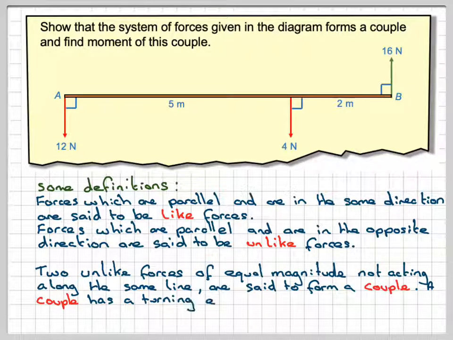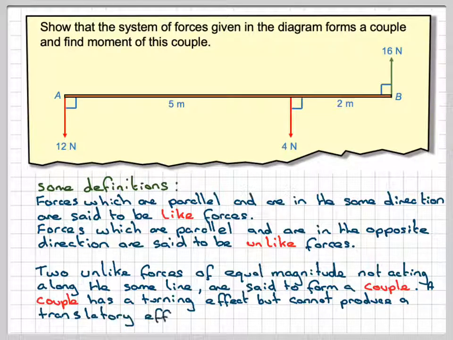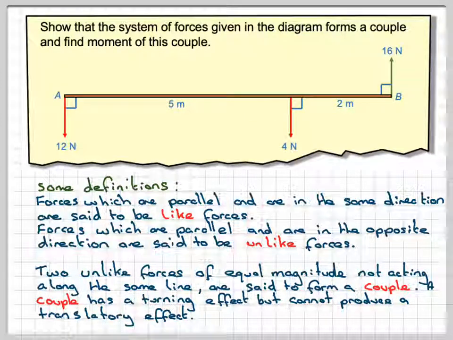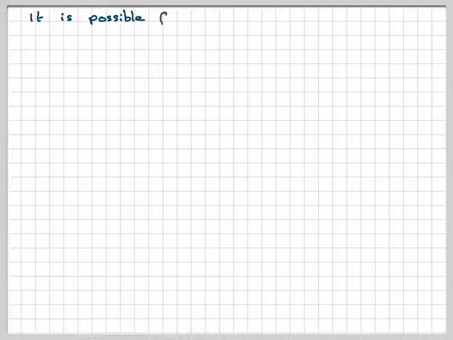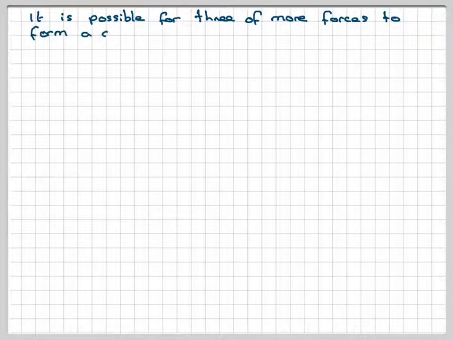A couple has a turning effect but cannot produce a translationary effect, i.e. it has a turning effect but can't move up or down, or left or right for that matter. Okay, it is possible for three or more forces to form a couple, like in this example.